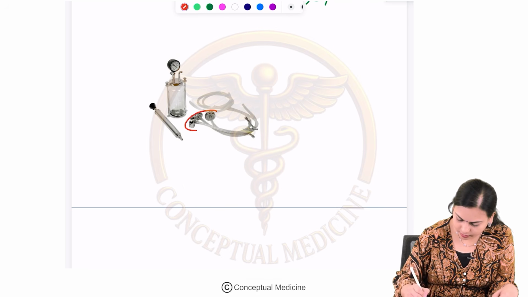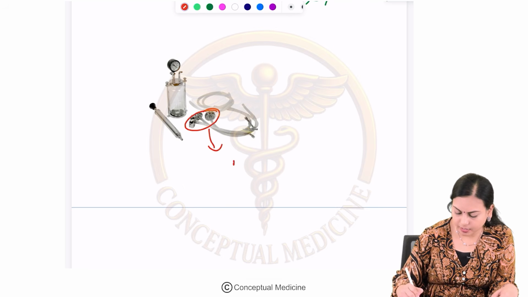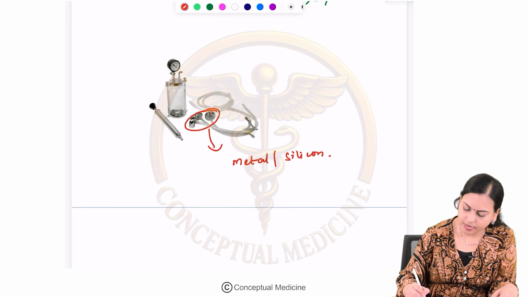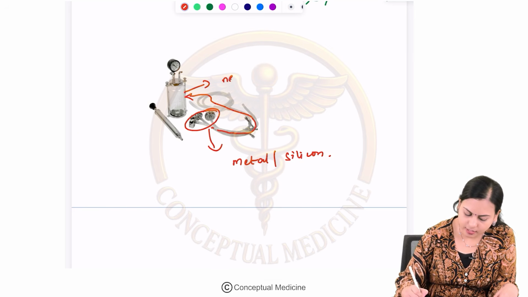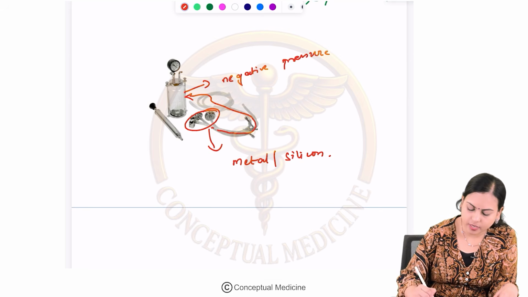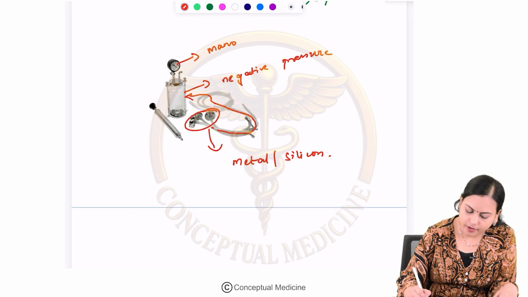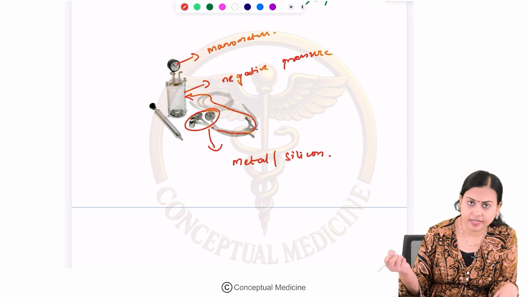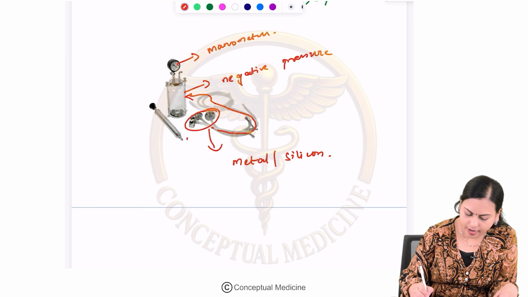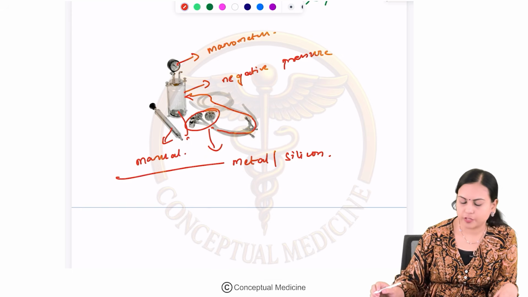So, this is the cup. Okay. So, this cup can be made up of metal or silicone as well. Okay. And this is connected to a rubber tube and this will be connected to a glass tube as well. Okay. So, this is where we are going to release the negative pressure. Okay. So, this is a manometer to declare the negative pressure and you have a hand pump as well. Okay. So, this is a manual pump for creating a negative pressure.